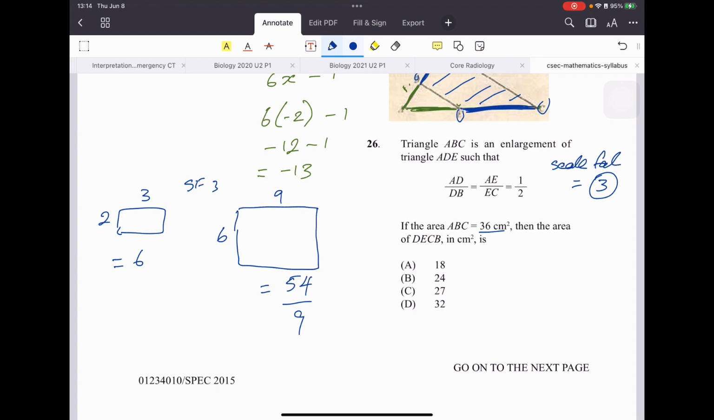So in this case, I take my 36 and I divide it by the same 9, because the scale factor is 3, so 3 squared is 9. And I will get 4, okay? So 4 centimeters squared is the area of the small triangle. And to find the remaining area, I simply take away the 4 from the 36 and I get 32, okay?